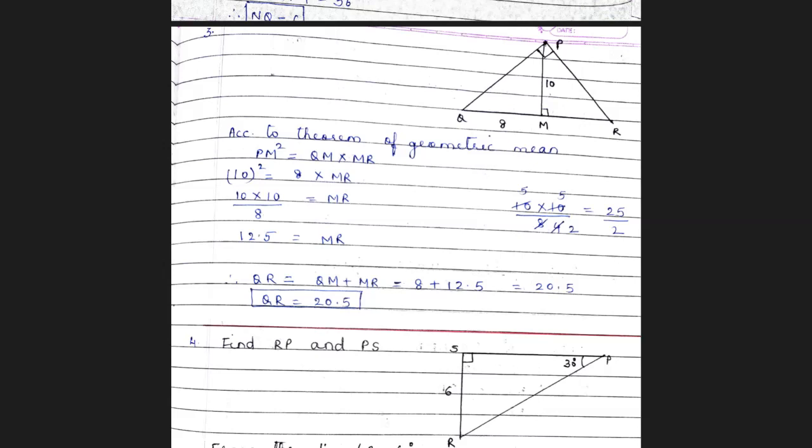You are asked to find out QR, which is equal to QM plus MR. So that's 8 plus 12.5 and your answer is 20.5.